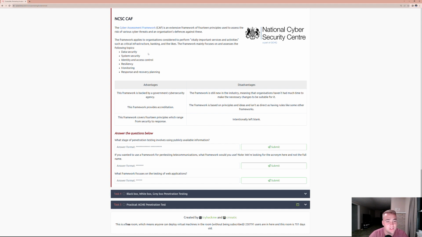So this framework is backed by a government cybersecurity agency. The framework provides accreditation. This framework covers 14 principles which range from security to response. The framework is still new in the industry, meaning that organizations haven't had much time to make the necessary changes to be suitable for it. The framework is based on principles and ideas, so it isn't as direct as having rules like some other frameworks.